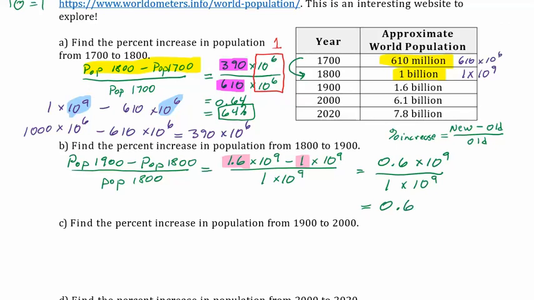1.6 divided by 1. Anything divided by 1 is itself, right? And then these 10 to the 9ths, this 10 to the 9th divided by 10 to the 9th, that's just 1. So we get 0.6, which as a percent then would be 60%. Okay, kind of interesting. So the world population increased 64% from 1700 to 1800. And then from 1800 to 1900, another 60%. So these are pretty much on track, kind of similar.